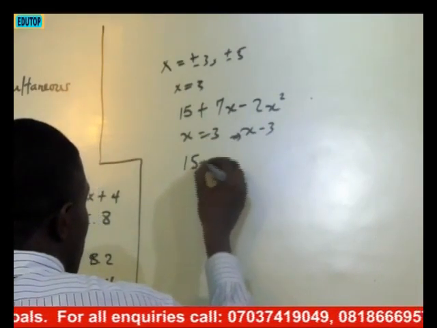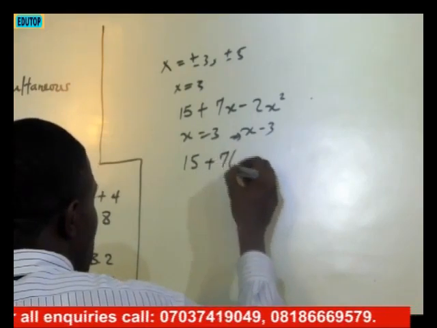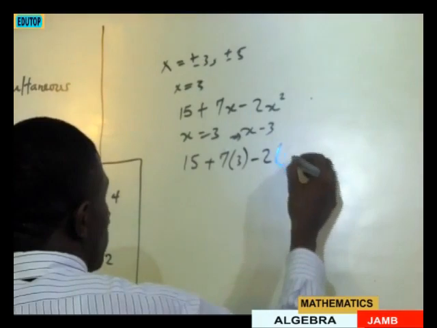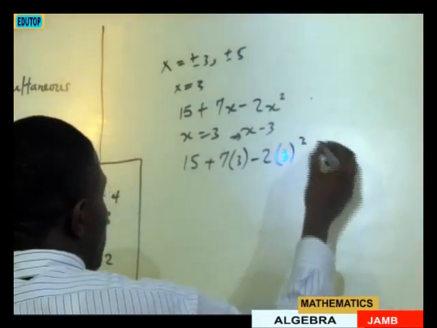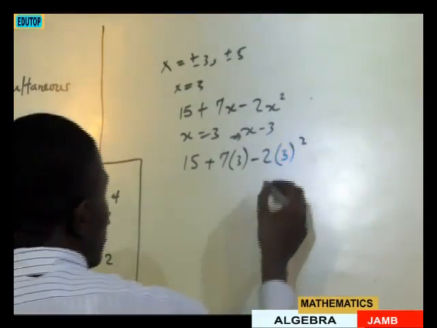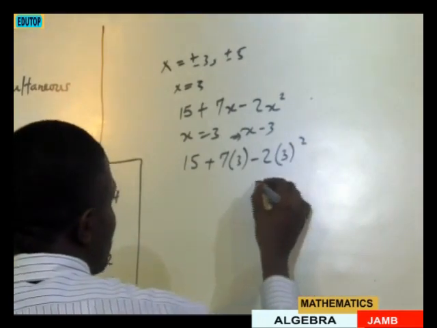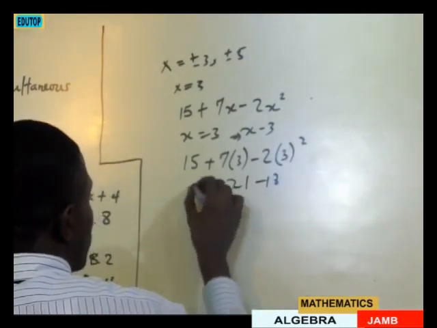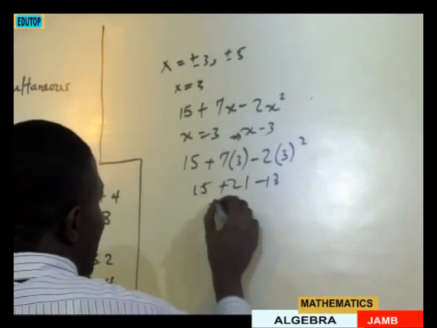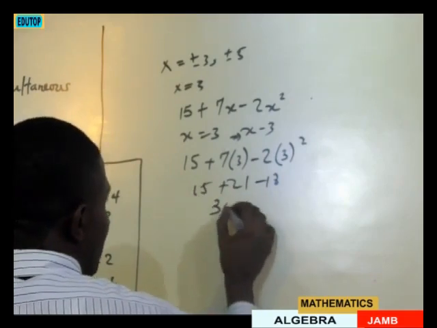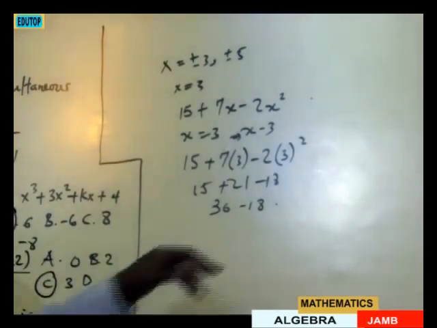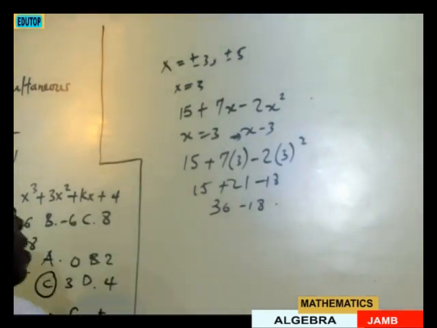So we have 15 plus, anywhere I see my x, I will replace with 3. This is 3 minus 2 into 3 squared. So this one is what? 9. 9 times this is minus 18. This is 21, and this is 15. 15 plus this, that's 36 minus 18. It's not a factor because it does not give us 0.